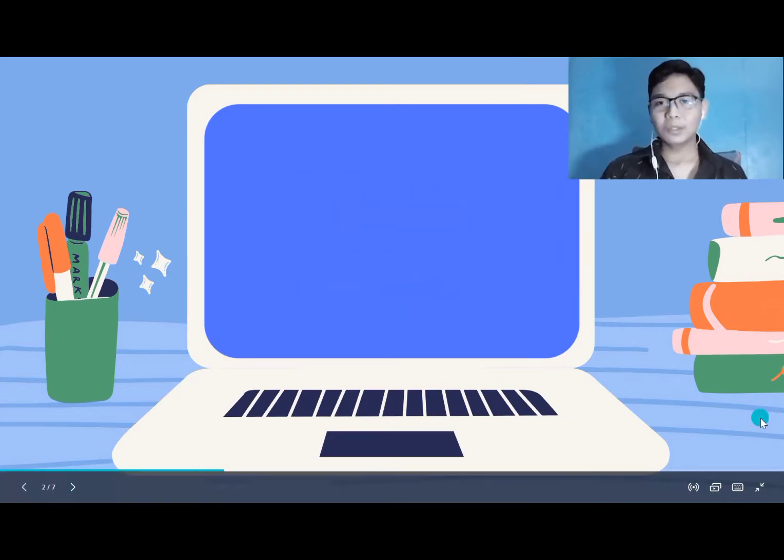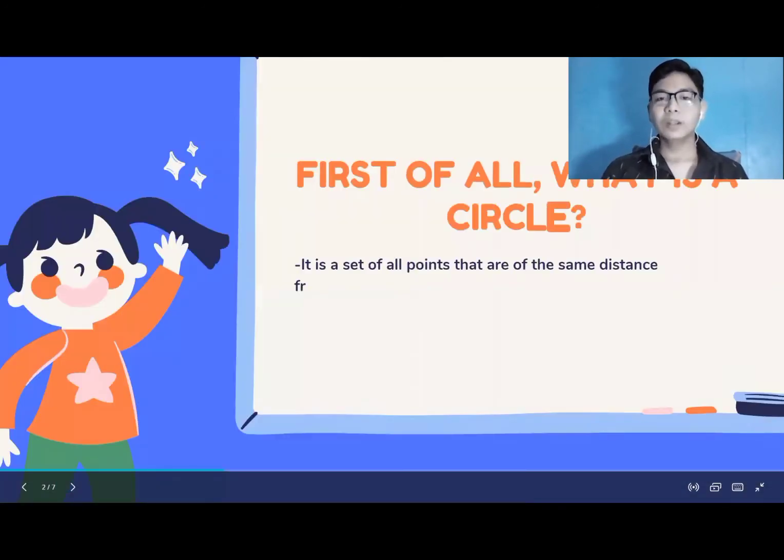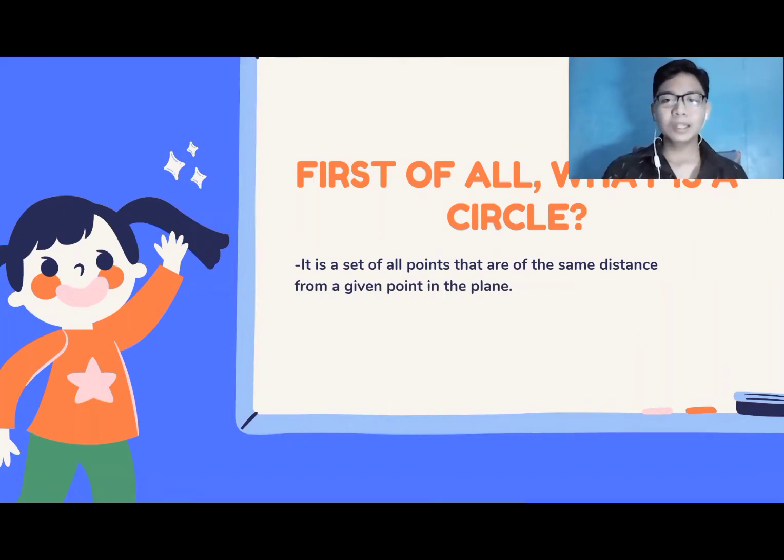First and foremost, what is a circle? A circle is a set of all points that are of the same distance from a given point in the plane. So it's basically when points form a circle shape, and then when you connect those dots, they form a circle.